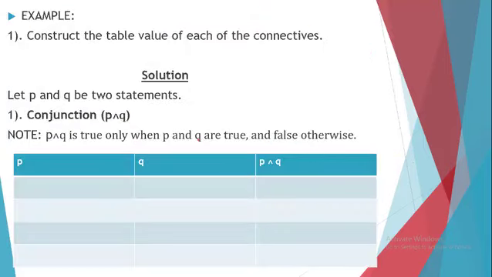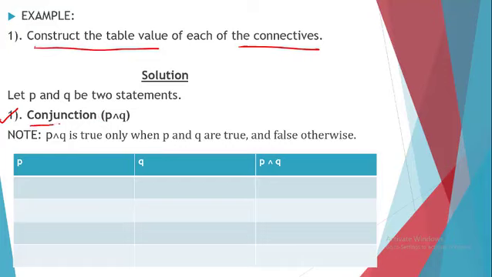So let us take an example. We have a question here on the screen that says we should construct the truth table for the truth value of each of the connectives. We still remember what connectives are, right? We treated that in our last class: and, or, not, and the rest of them. The first connective we have is the conjunction, which is and.